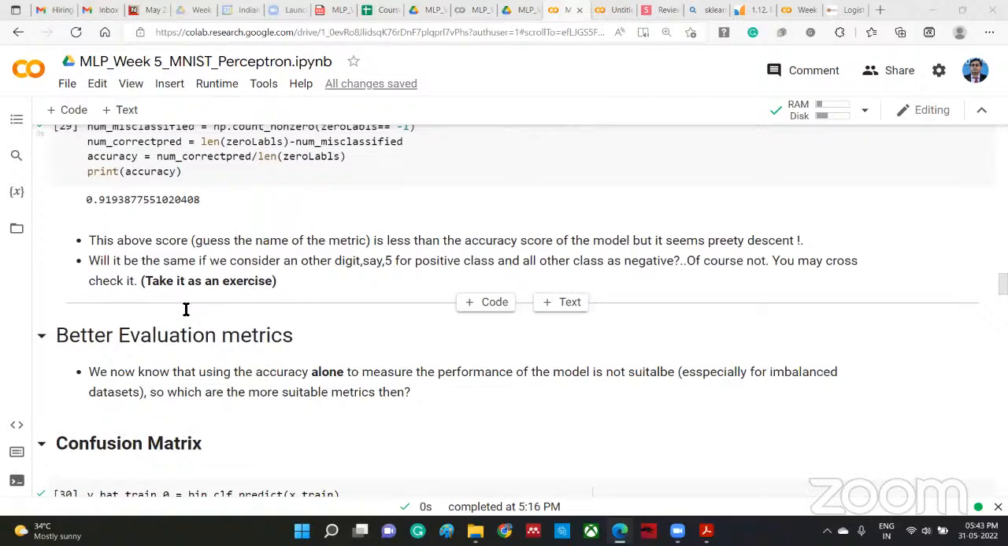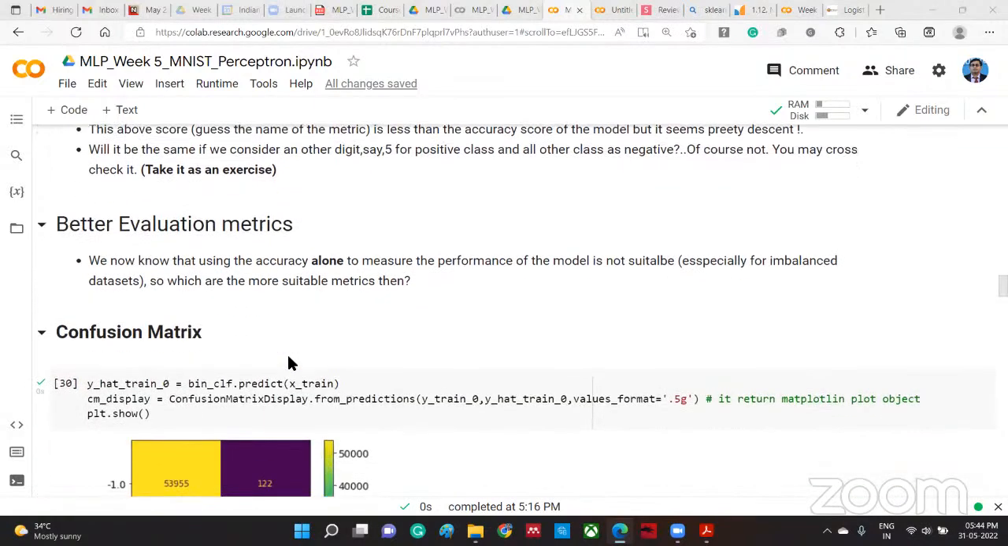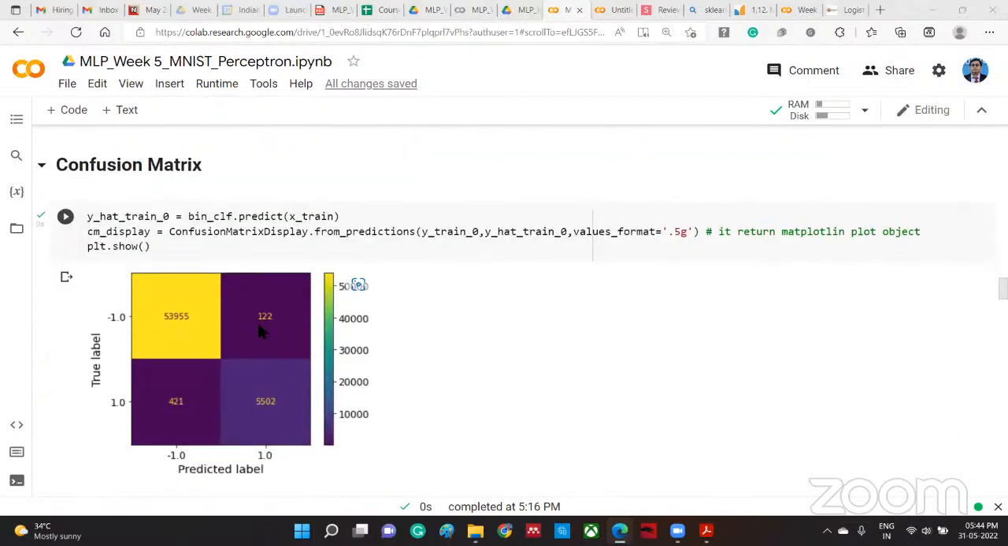Okay. What else is there? We have a confusion matrix. We know that using accuracy alone to measure performance may not always be suitable. So what are the other measurement metrics that we have? We have the confusion matrix, obviously, with y hat train and y hat test. Here you can see for true label -1 it is 53955. The vertical axis is the true label and the horizontal one is the predicted label. So -1 classified as -1 is 53955, and -1 predicted as +1 is 122, and so on.